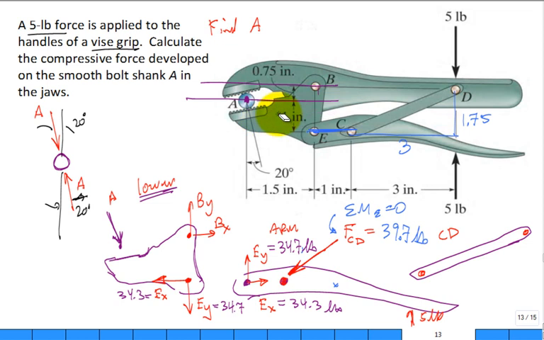So just a little paying attention to the details. Do the sum of the moments around B, and you'll find that A is 36.1 pounds. It's quite an amplification. 5 pound of pinch, multiplied by a little over 7. That's 36 pounds of pinch on that rod, right? Compression on that rod. Look good?